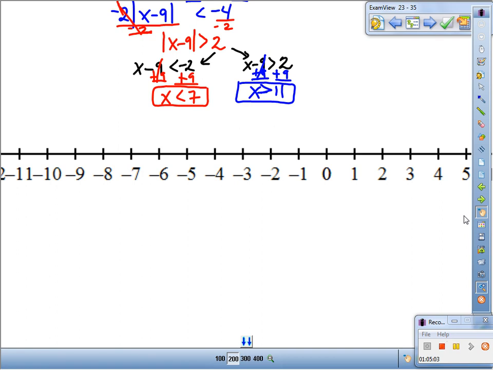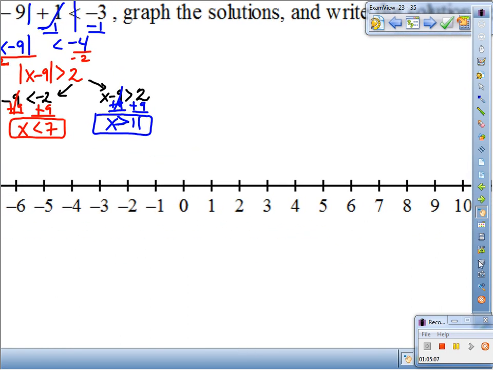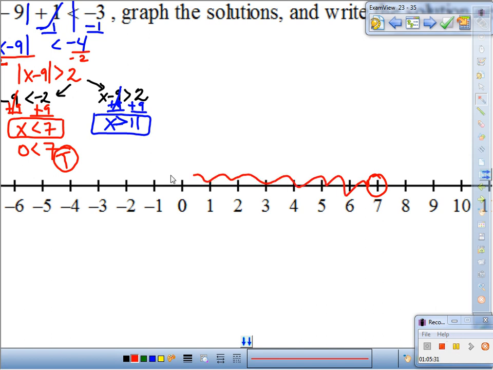All right, so let's see. X is less than 7. All right, 7 is right here. Is it an open or closed point? Open. All right, so to find out where to shade, I'm going to test with 0. Let me substitute 0 here. Is 0 less than 7? Yes, that's true. If it's true, that means I'm going to shade towards 0.